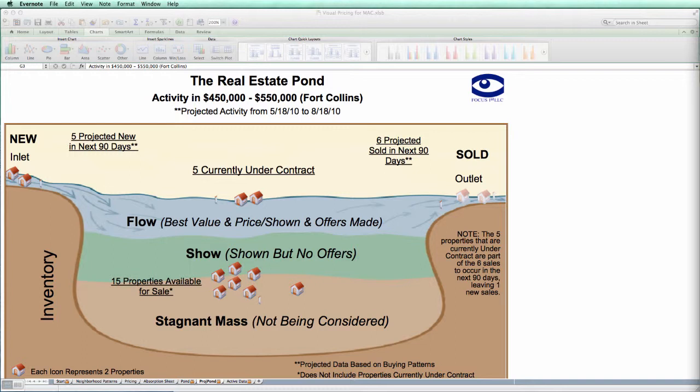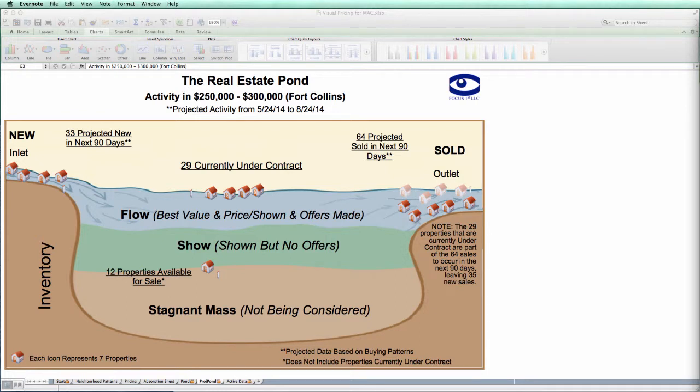So this pond gives the customer a pretty good idea on what they're up against, and it can be used with some of the other tools to help create the overall pricing strategy so you can effectively sell this property in this supply and demand real estate situation. Now let's take a look at another example.